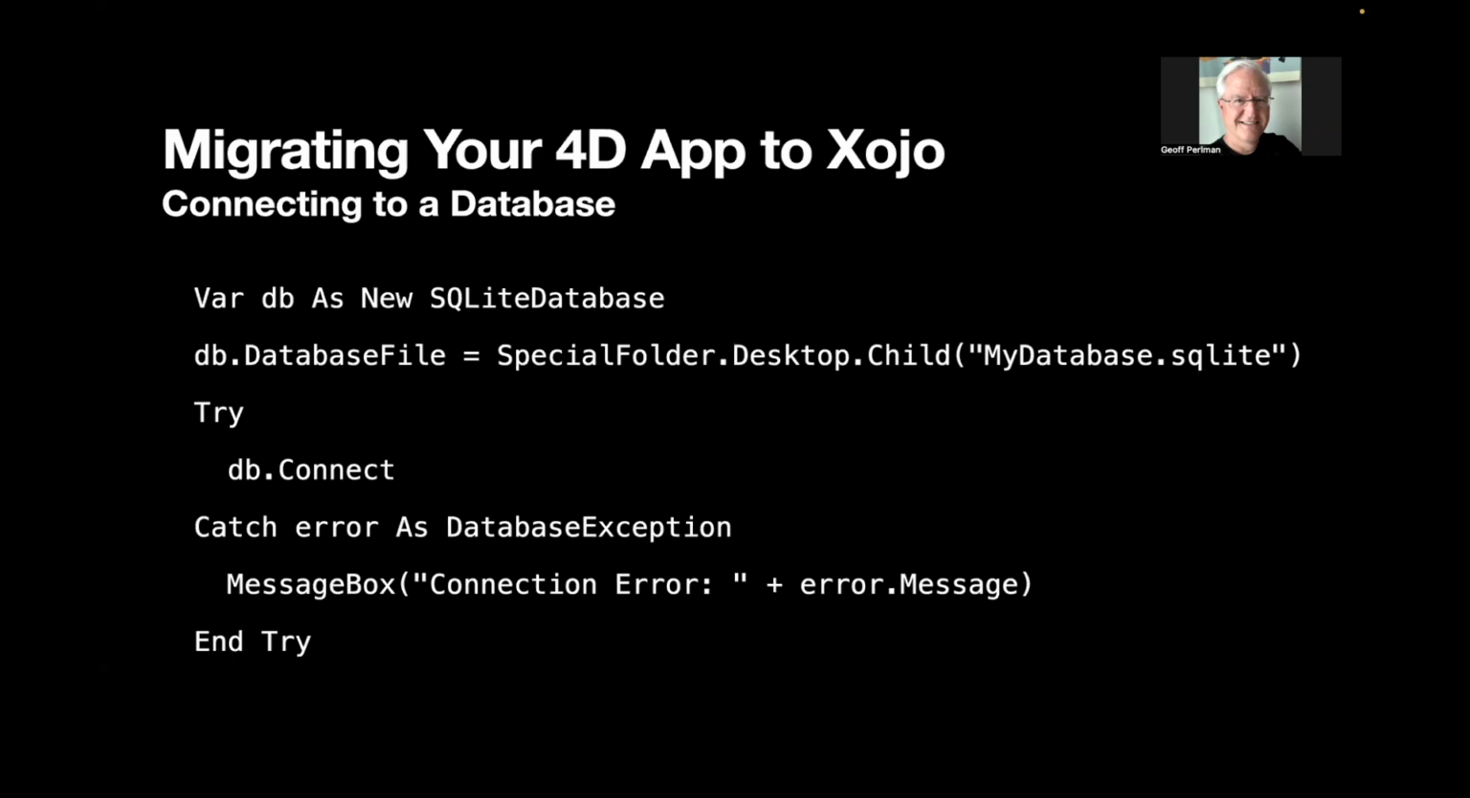You can have a whole bunch of lines of code without any error checking because your code's just going to drop down to the catch area should there be an error. But this is the very bare bones basic of opening and connecting to a SQLite database via code.